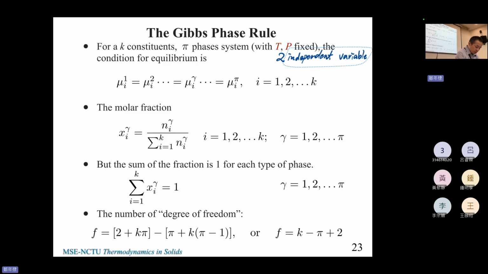2 independent variables. The independent variable means that you can choose either temperature equal to 300 K, pressure 1 atm. This is also called the degree of freedom, which means that the human being can choose freely. So we call it DOF.